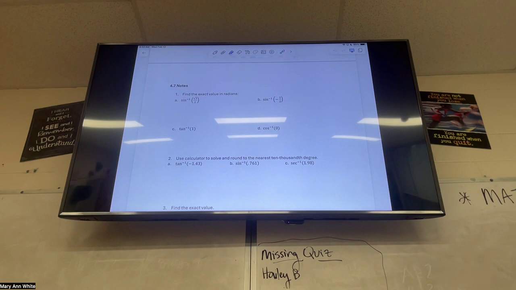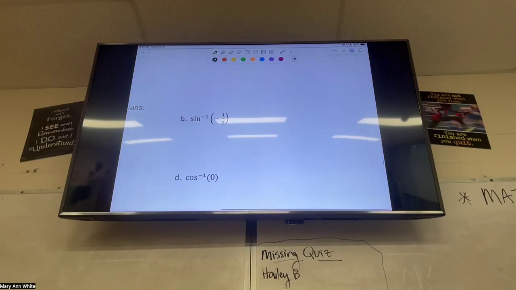Do you know what that means? When I'm raising something to the negative first? Not reciprocal. Inverse. Inverse. So I'm going to do a little bit of notes about inverse over here. So if you want to join me, I'm just going to jump over off to the side and do a little bit about my inverse functions over here.